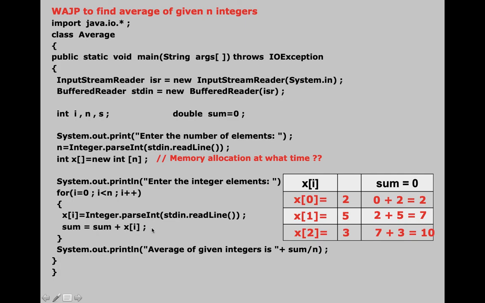Alright. Now over here I am writing average of given integers is sum divided by n. So sum is 10, n is 3. So what will be displayed? 3.333 will be displayed.